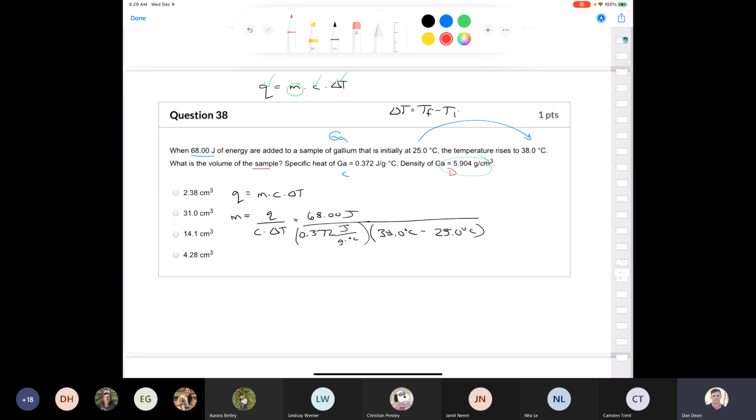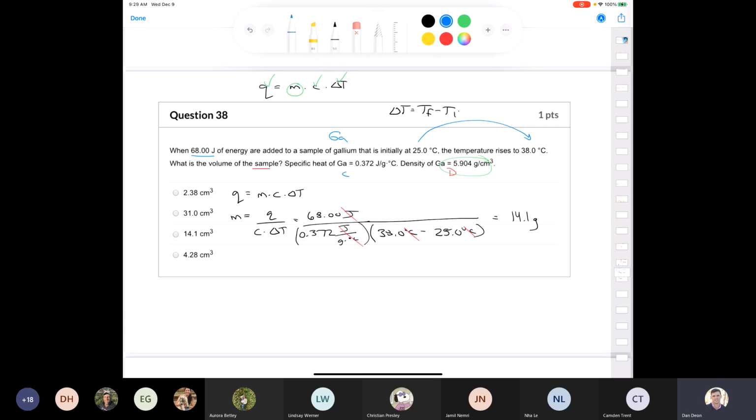And look at our units. We see that degrees Celsius cancel, as do joules, and we're left over with our mass in the units of grams. When I put that into my calculator, I should end up with 3 significant figures, and I end up with a mass of 14.1 grams.